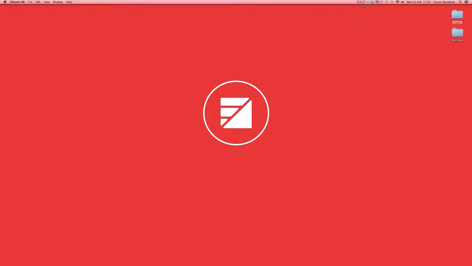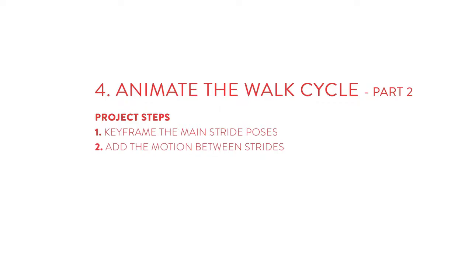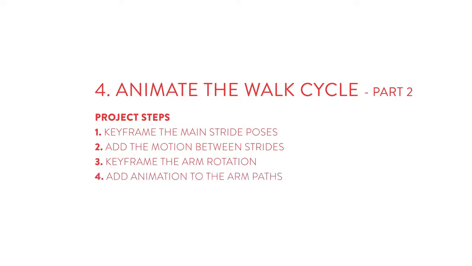Hi and welcome to part 2 of section 4, Animate the Walk Cycle. In this section we'll be keyframing the main stride poses, we'll be adding animation between those poses, we'll be keyframing the arm rotation, and finally we'll add some animation to the paths in the arms.